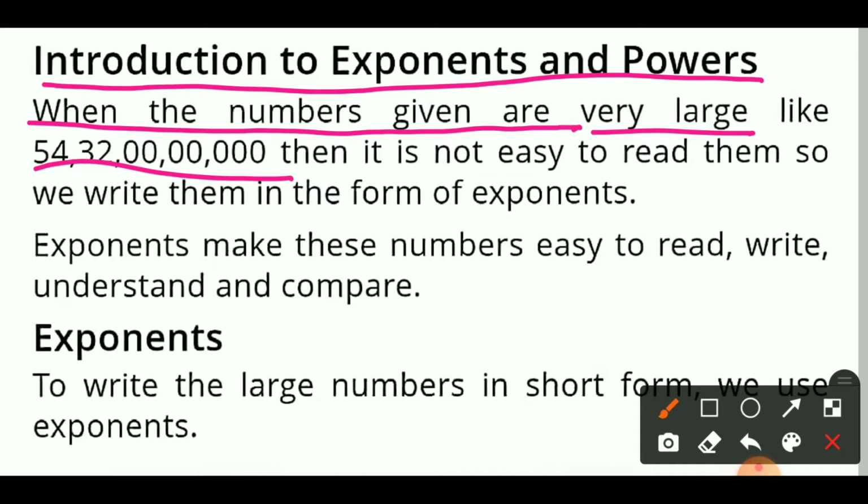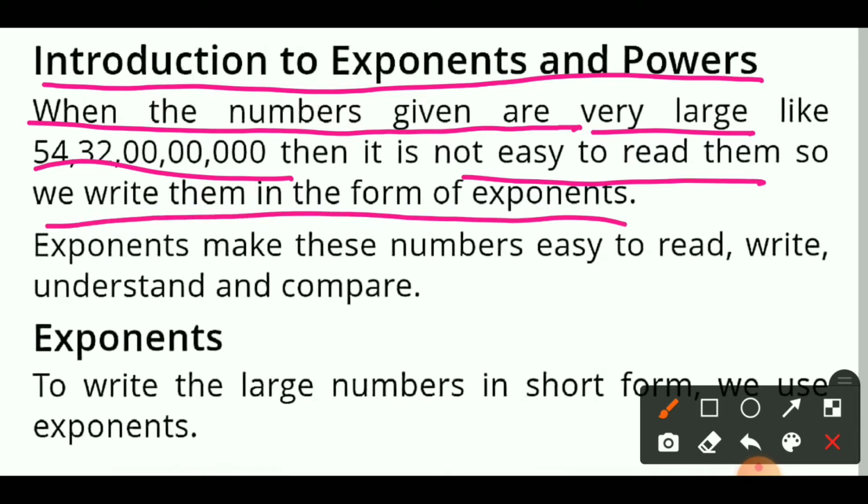How many places are there? Ones, tens, hundreds, thousands, ten thousands, lakhs, ten lakhs, crores, ten crores, arabs, ten arabs. That is 54 arab, 32 crores. So this is very large, and it is very difficult for us to calculate. It is not easy to read them. So we write them in the form of exponents.